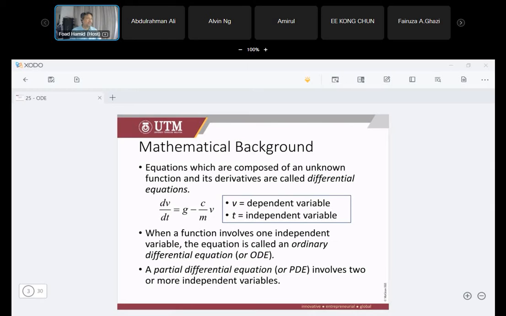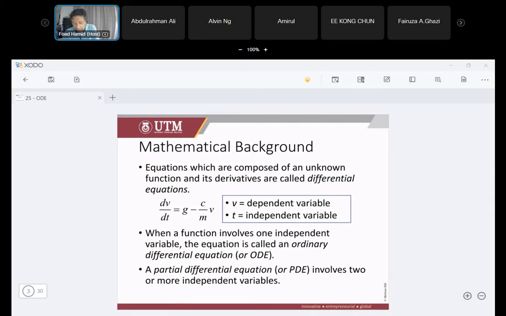What we were trying to do for that problem was to find the velocity. Let's look at this equation. Why is it called a differential equation? The first thing that we want to know is that we are trying to find the unknowns.